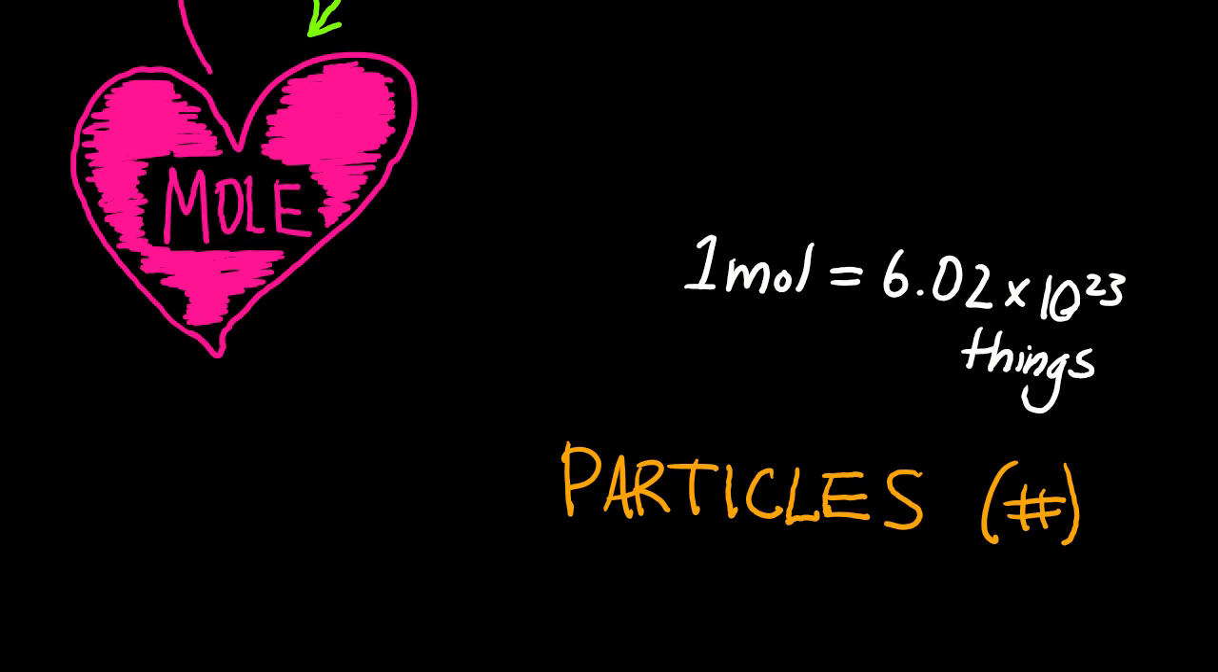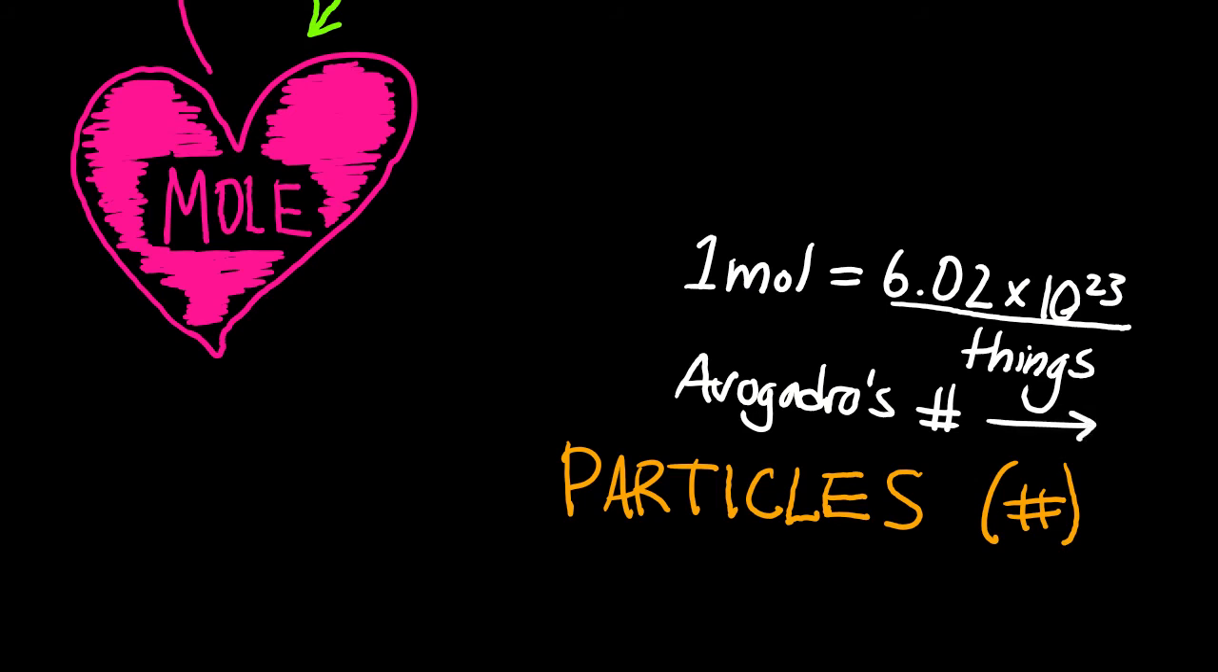It's kind of like a dozen. 1 dozen is defined as 12. 2 dozen is 24. 1 mole is this massive number of things, and those things are usually going to be called particles. This number is called Avogadro's number. Occasionally, you will see Avogadro's number abbreviated symbolically as N with the subscript A.